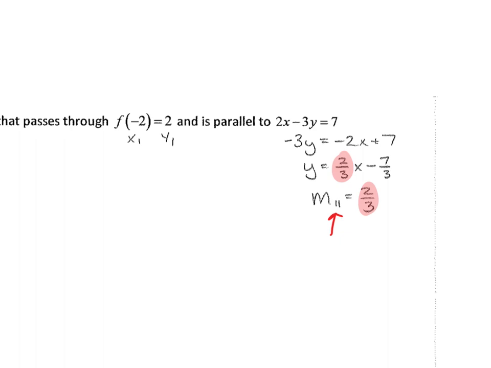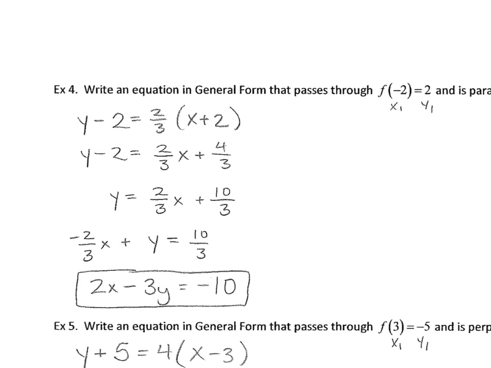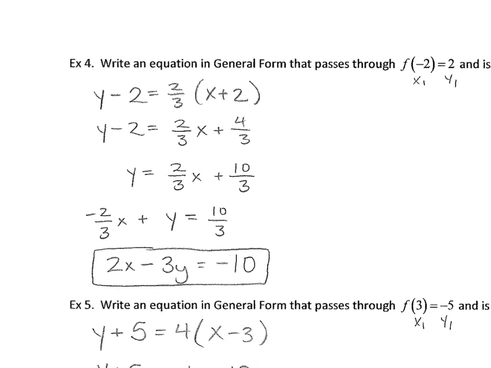But the parallel slope is 2/3, which means now that I have a slope and I have a point, I can take that point and that slope and fill in point-slope form, just like we did before. So here's my coordinate point, (-2, 2), and my slope. What's the next step? What's that called? Starts with a D. Distribution. Ooh, where'd the 4/3 come from? How did I get that?